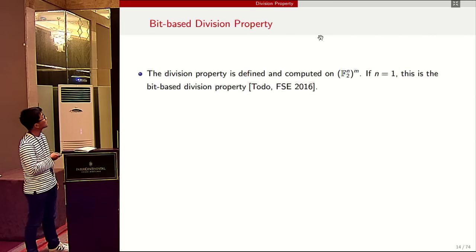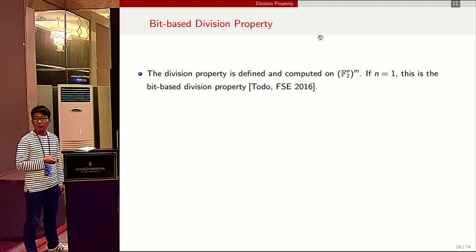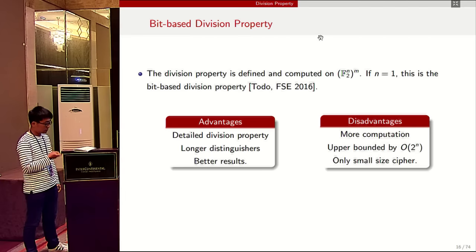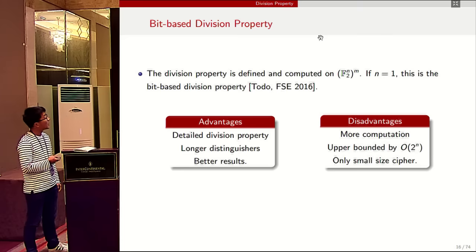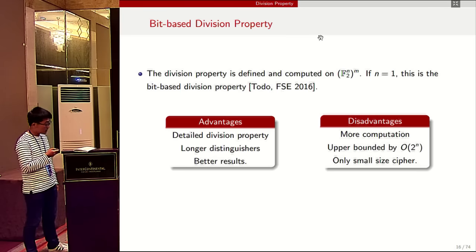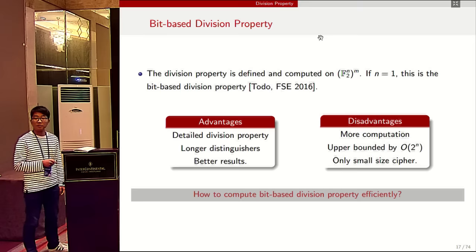Now the division property is defined and computed on F2^n to the power of m. If n equals 1, this is the bit-based division property. Bit-based division property treats each bit independently, so it can describe much more detailed division property, and it can find longer distinguishers and better results. However, bit-based division property needs much more computation. At FSE 2016, bit-based division property could only be applied to Simon 32 and CHAM 32. So in the following of this talk, we focus on how to compute bit-based division property efficiently.